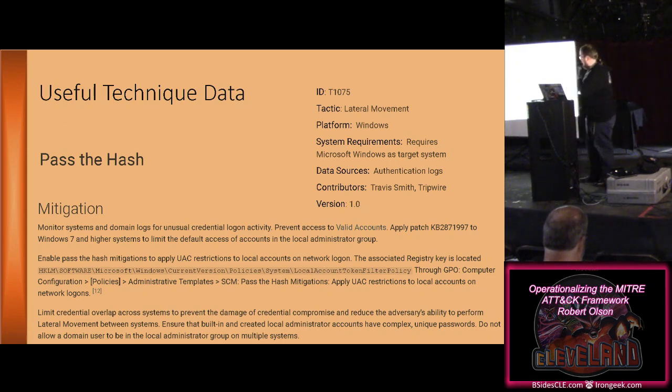So here's what one of these techniques looks like. This is the pass the hash technique, which many of us are familiar with. Every technique gets an ID. You see the tactic that it's associated with, and as you look at the technique, a lot of times it offers specific guidance where available. In this particular example, you can see that there's a registry key associated with it, along with some recommendations for how to mitigate pass the hash.